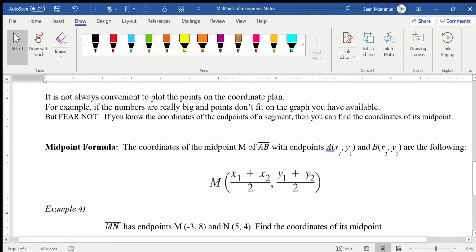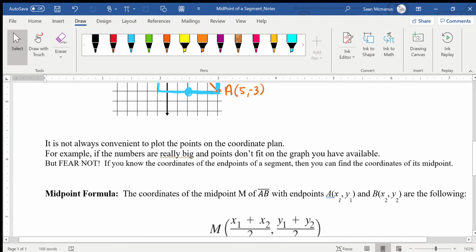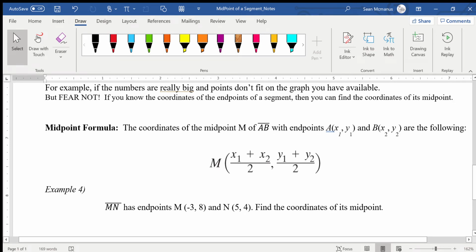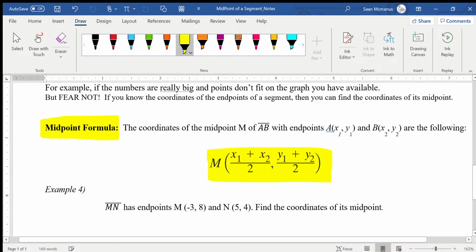We want to use a formula, right? So it's not always going to be convenient to plot the points. For example, if the numbers are really big, maybe they don't fit on the graph. If you have numbers that are like 57 and 21 and your graph only goes up to 5, like this one here, you're not going to be able to plot those points. So we need to have some other method. That method for us is going to be using the midpoint formula. So the midpoint formula tells us that the coordinate of the midpoint, when the endpoints are A and B, is the following, right? So this whole thing right here is considered our midpoint formula.